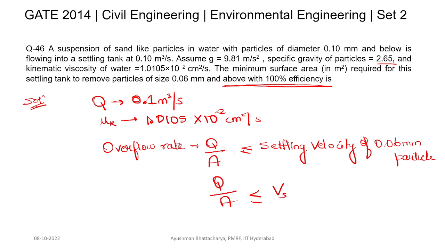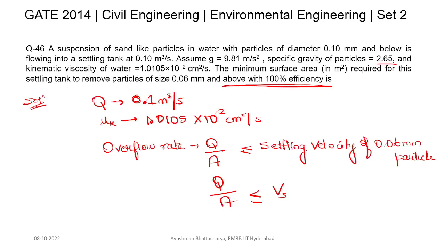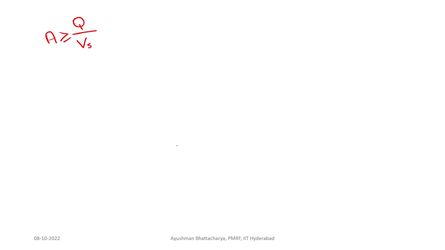Now we can also write this as Q by Vs, and if we shift A to this side and Vs to the other, we can write that area A should be greater than or equal to Q by Vs. Now, we know the value of the flow rate, which they have mentioned in the question. We have to calculate Vs.